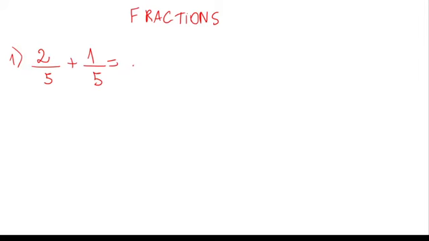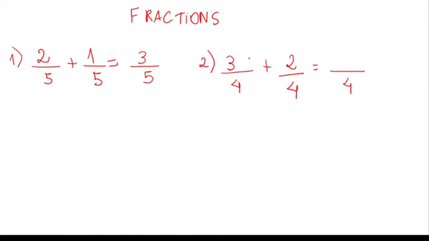So how do I do it? I repeat the denominator because it represents the unit, and I make the addition in the numerator. 2 plus 1 is 3. Another example. If I have 3 over 4 plus 2 over 4. So I repeat the unit and I add above. 3 plus 2 is 5.